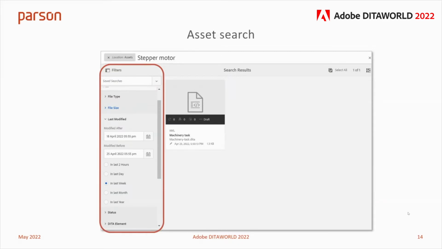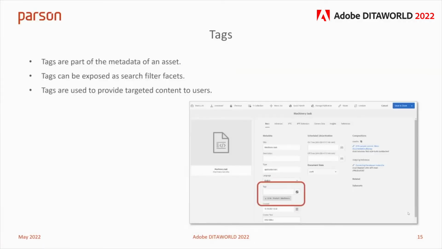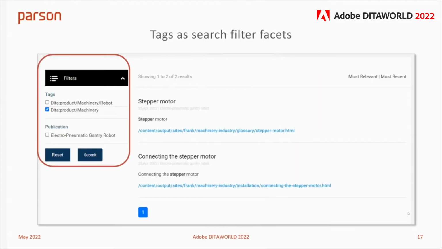There's a special kind of metadata available in AEM. It's called tags. Tags are part of the metadata set in the asset view. And they can be used for search filters as well, and they also provide a mechanism for AEM to deliver targeted content to your audiences. Here's an example how to use tags as search filters as seen by the end user.